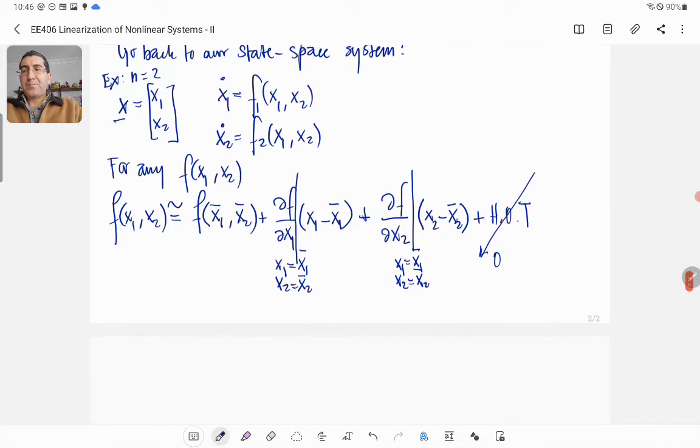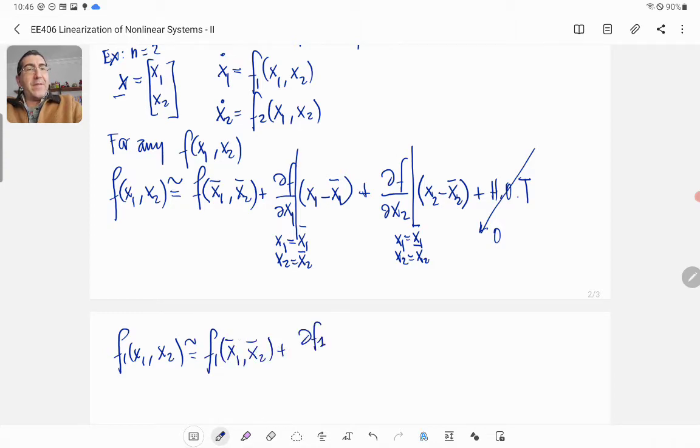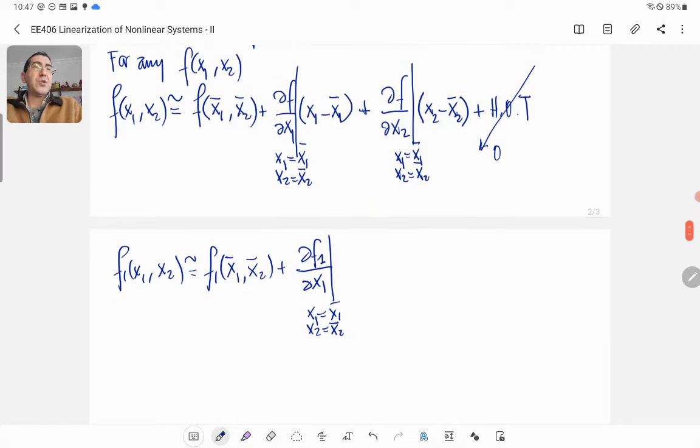So this is valid for any f. So we will do this for f1(x1, x2), which is going to be approximately equal to f1(x1 bar, x2 bar) plus df1 over dx1 evaluated at x1 equals x1 bar, x2 equals x2 bar. So it becomes somewhat repetitive.